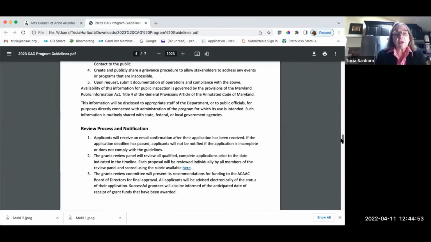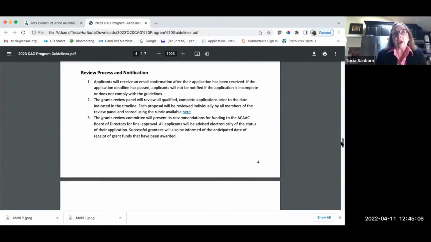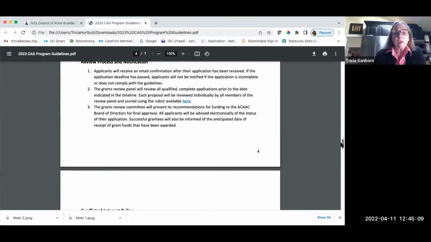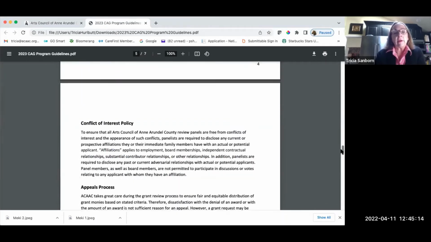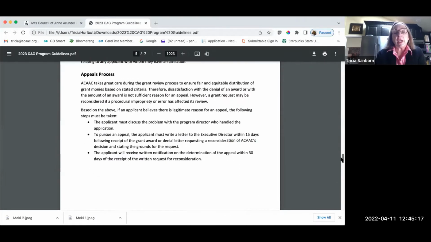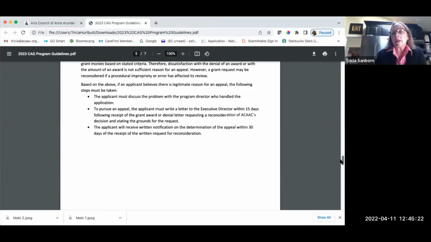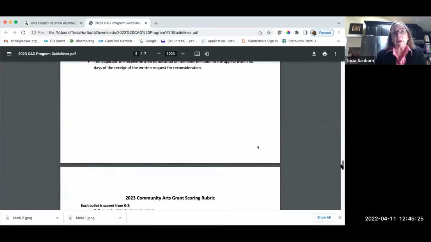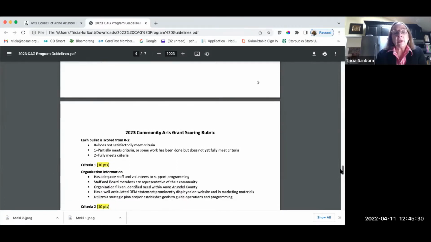Here's your review process and notification. All our grants are read by every member of our board grants committee that Martha leads up. And then they're discussed as a committee before the final scoring and funding recommendations are made. Here we have your conflict of interest policy for the organization, and your appeals process in case you choose to appeal the determination on your grant. You can read all that, so I'm not going to go into it.